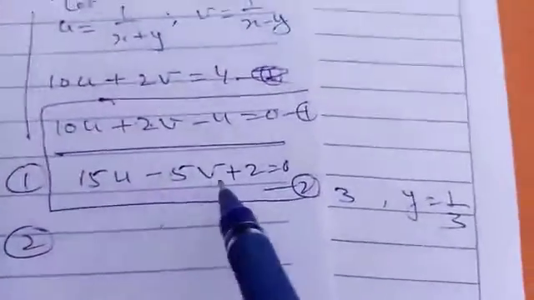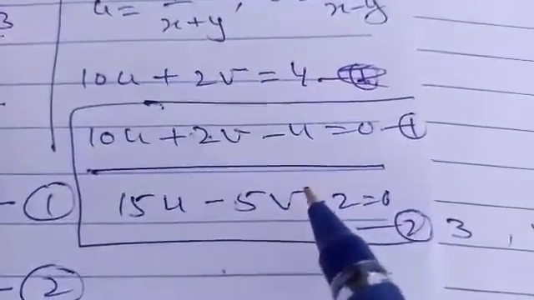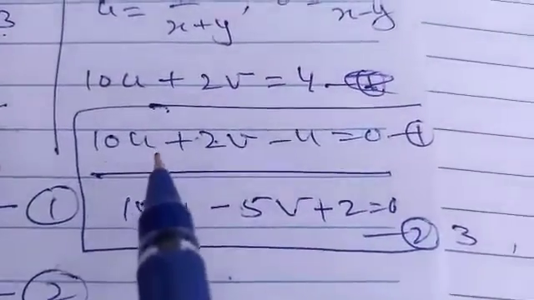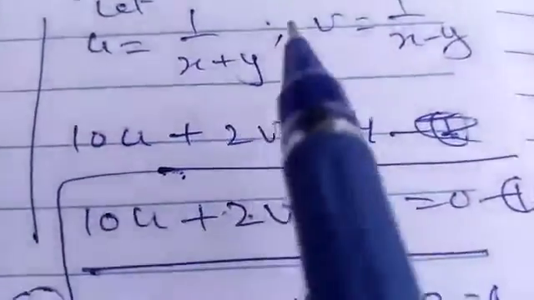Just as we found p and q, in these questions find u and v simply by the cross multiplication method or the substitution method. After getting u and v, put the value of u here and v here, then x plus y is equal to 1 upon the value. Then from these equations, x and y will be found by any method, and in this form you get the values of x and y.